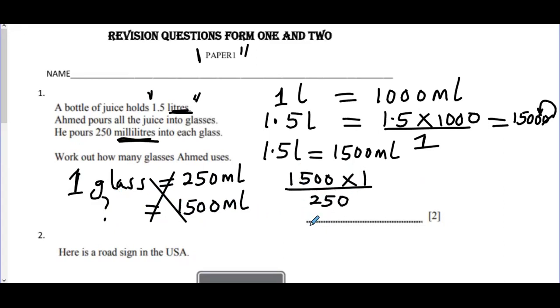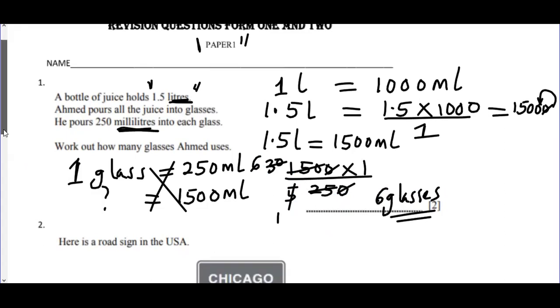And then you simplify this. This zero will cross out with that. And then you divide by five, this is 30. By five here, this will be five. And by five, this will be one, and this is six. So you're going to have six glasses. So you're going to have here, 60 glasses. Okay, so that is your answer.